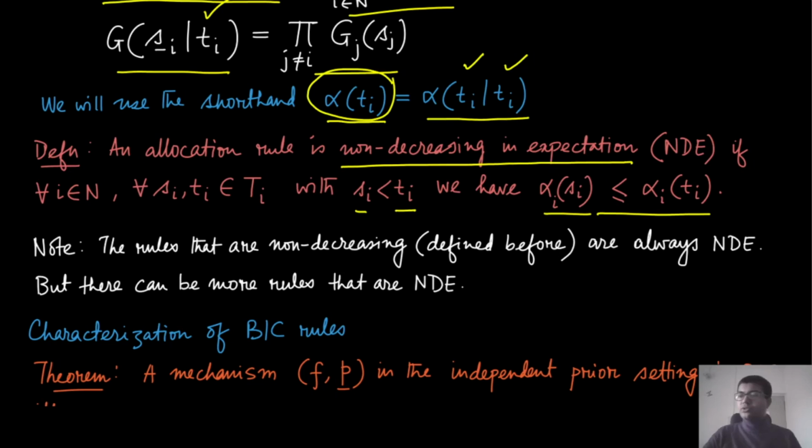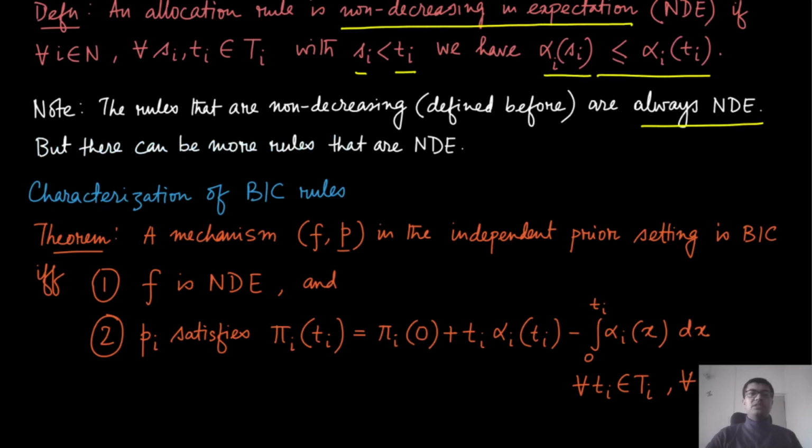Now, one point to note here is that if we have a non-decreasing allocation rule, which is the allocation rule that we have defined in the previous case, that is always going to be non-decreasing in expectation, because since non-decreasingness was true for all t_minus_i's, that will always be true even if you take expectations. But in this case, there could be more allocation rules which are non-decreasing in expectation. So this is essentially weakening the idea of non-decreasing.